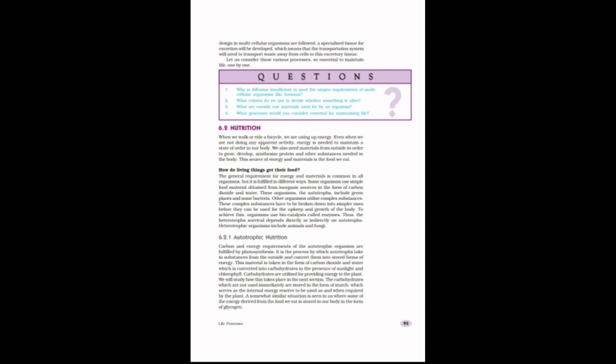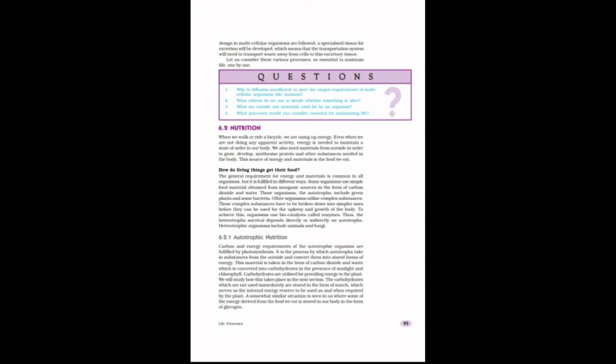6.2 Nutrition. When we walk or ride a bicycle, we are using up energy. Even when we are not doing any apparent activity, energy is needed to maintain a state of order in our body. We also need materials from outside in order to grow, develop, and synthesize protein and other substances needed in the body. The source of energy and materials is the food we eat. How do living things get their food?